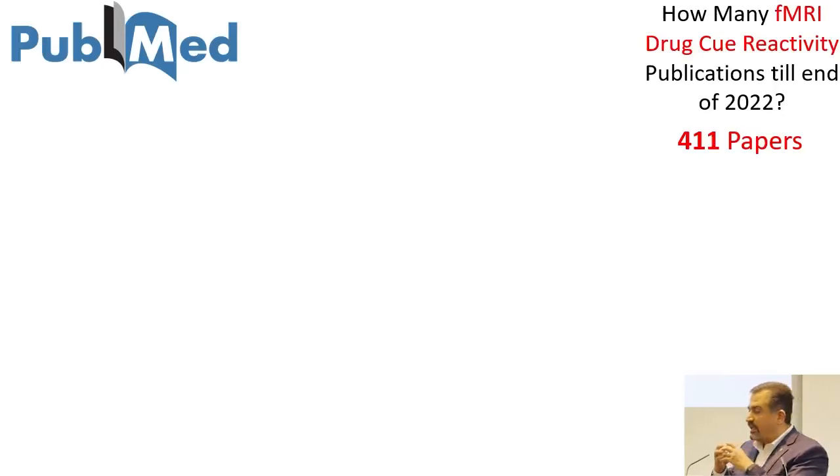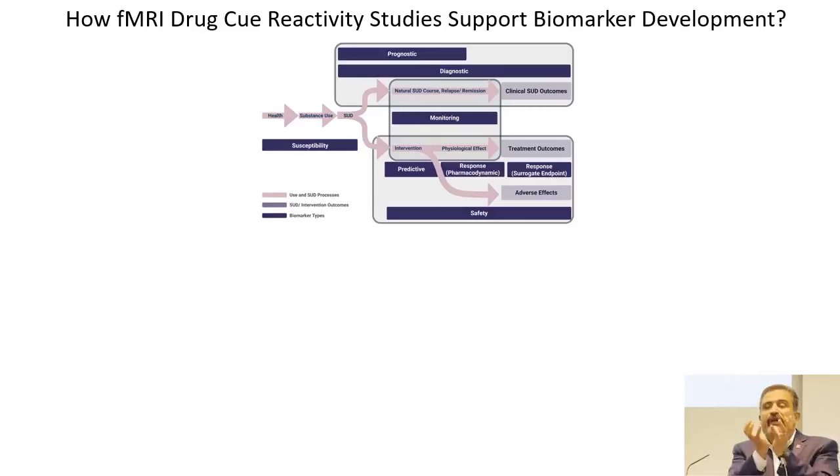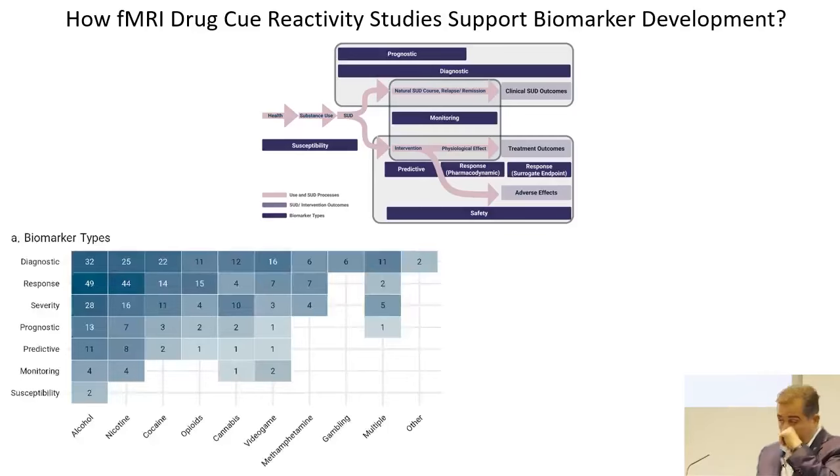If you want to see whether they use fMRI as a response biomarker, a predictive biomarker, a susceptibility biomarker, a prognostic biomarker, or a diagnostic biomarker, what type of biomarkers did they test in their studies? As you can see here, the number is increasing. We have nicotine, alcohol, cocaine, opioid, all those studies happening in the field. If you look at these studies from this framework, you can see diagnostic, response, severity, prognostic, predictive, monitoring, and susceptibility biomarkers. These studies are providing evidence for all those different types of biomarkers across different substances.